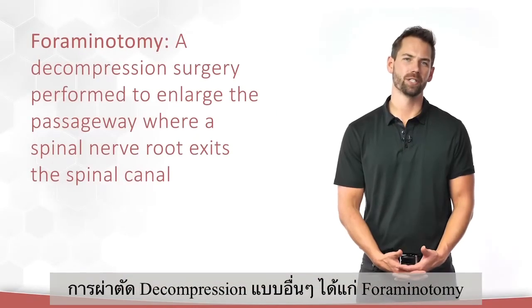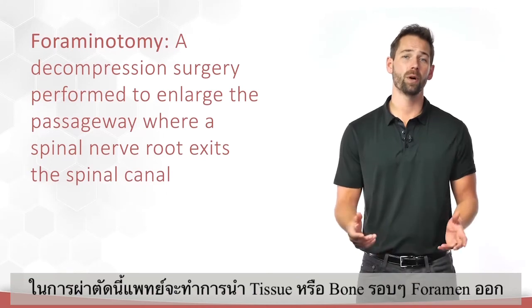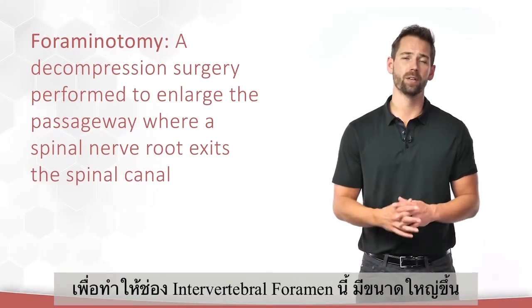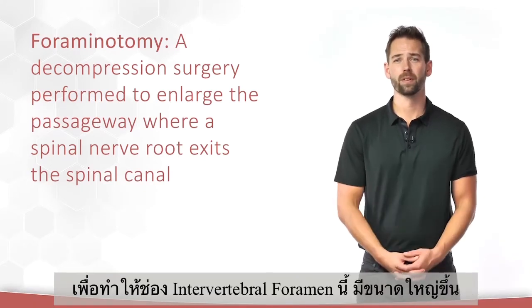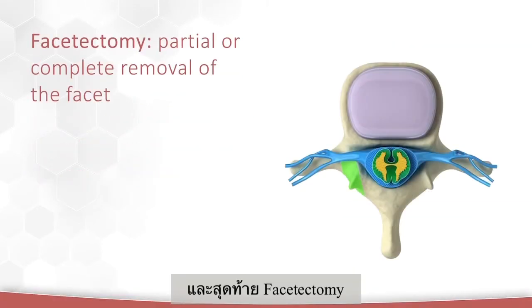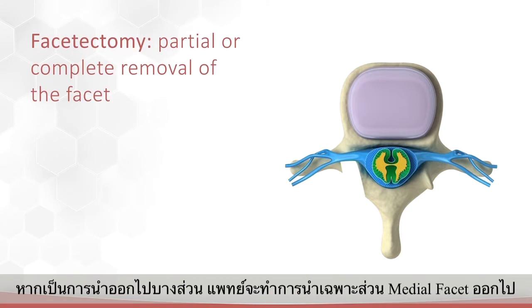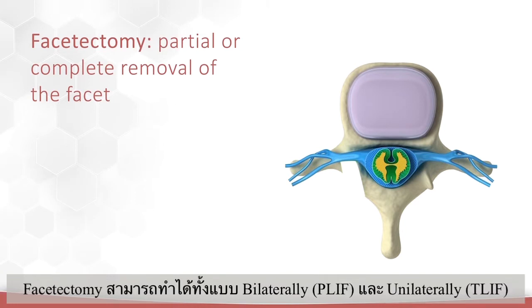Another type of decompression is a foraminotomy. In this procedure, the surgeon is removing bone or tissue surrounding the foramen in order to make it larger. This, as a result, would directly decompress the nerve. Lastly, facetectomy is the partial or complete removal of the facet. If performed partially, the surgeon will typically resect the medial portion of the facet. A facetectomy can be performed bilaterally, such as in a PLIF, or unilaterally, like in a TLIF.